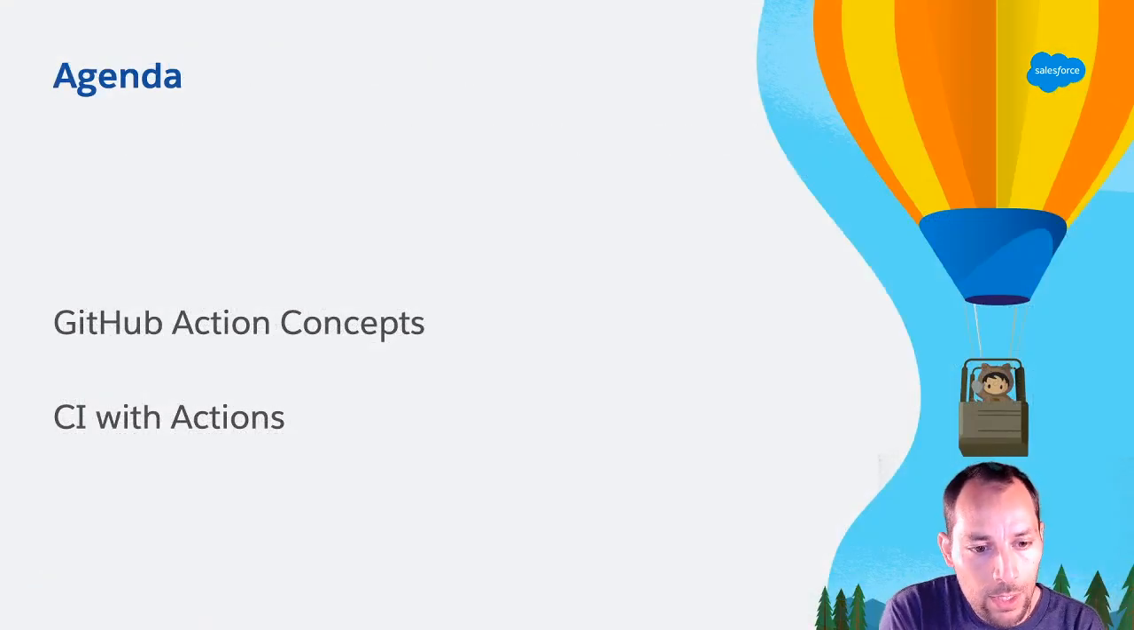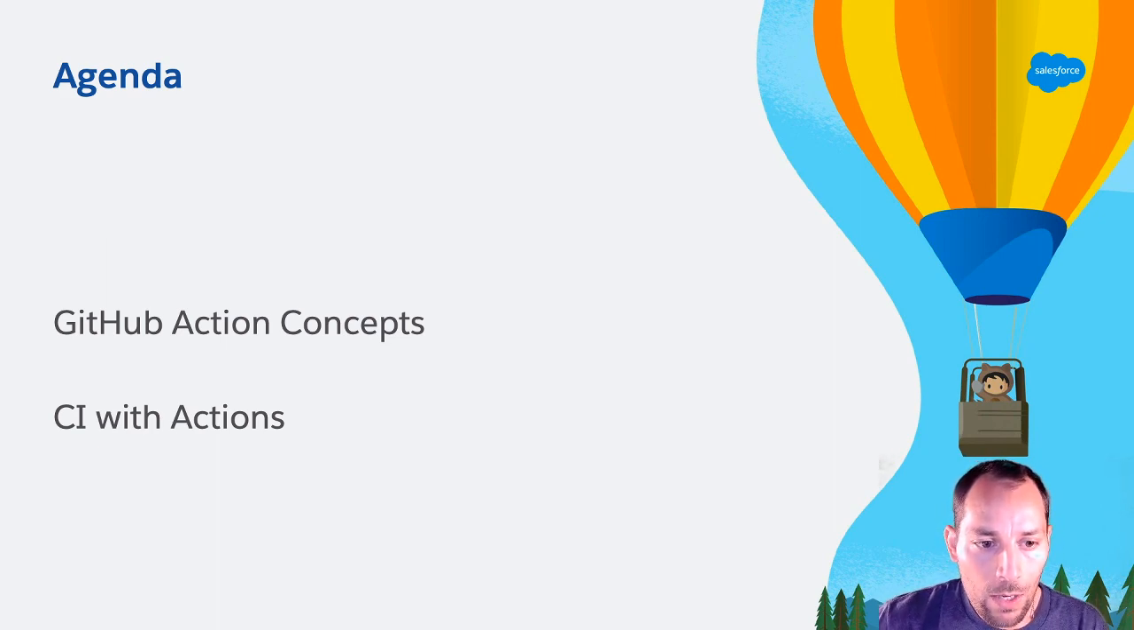So today's agenda is pretty simple. I'm going to talk a lot about GitHub Actions, and then I'll talk about CI with Actions, and this is most importantly in the context of Salesforce DX projects. And if we have time, I may also add a few things regarding other types of projects.